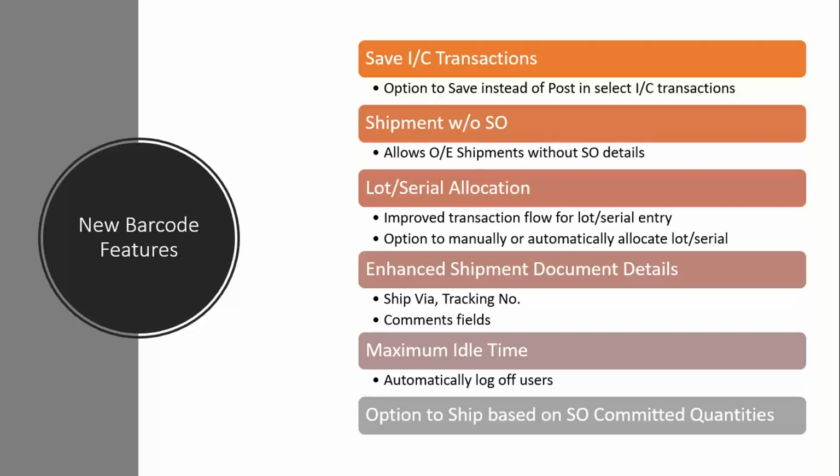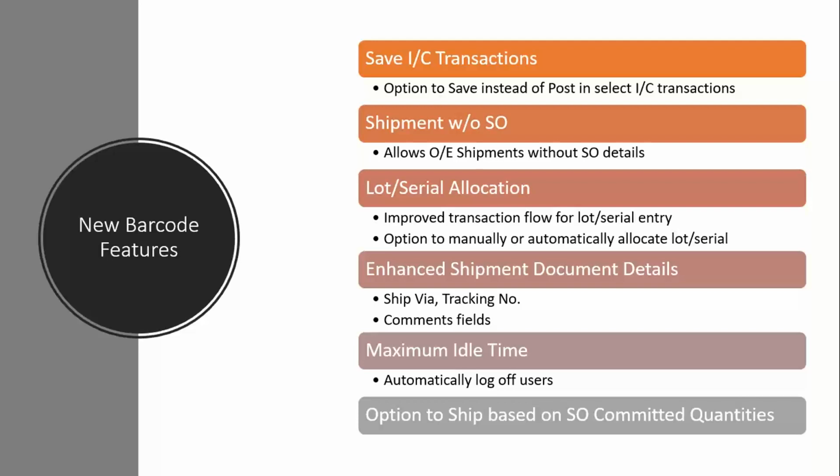So in this new version, we are now supporting shipments without SOs as well. On the lot serial allocation, we have actually improved the transaction flow quite a lot. So this started in version 2021. For those of you who have looked at the new versions of the older version of 2021, you would have noticed the change already. But in 2022, we made it even more powerful.